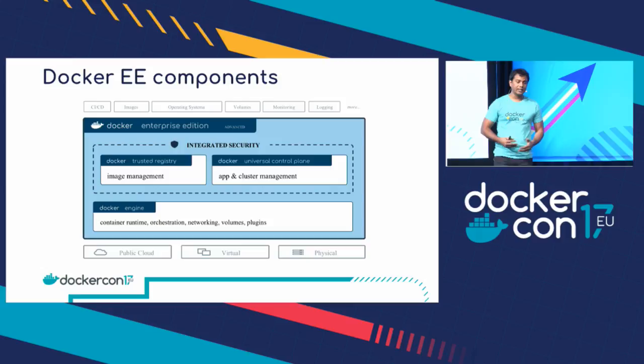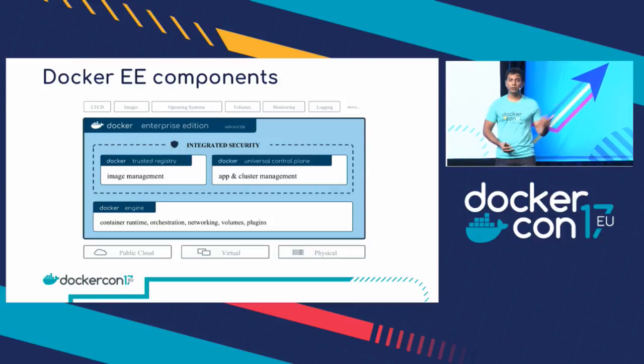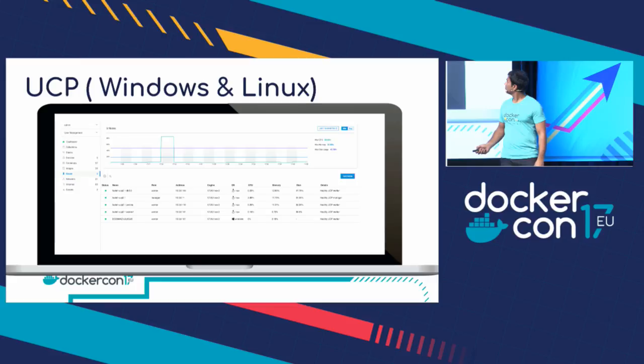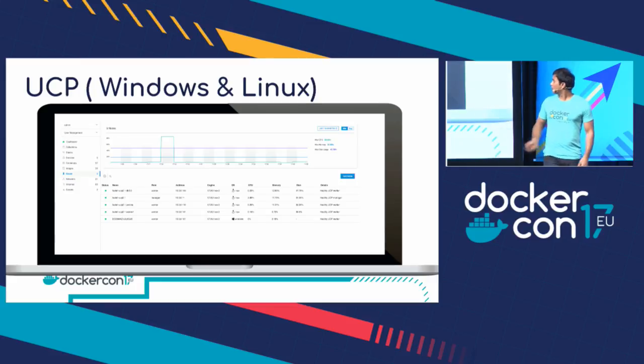And on top of that, it's a pluggable model, so if you already have a CI/CD environment, you can plug into it. For example, Bamboo, Jenkins, any of those components. In the case of logging, you could use Splunk. And anything that you have will plug directly into Docker Enterprise Edition. One more thing, what Mike was talking about is support for both Windows and Linux.